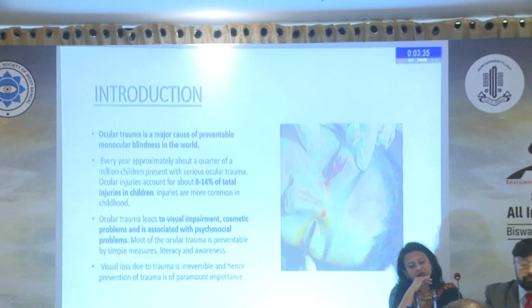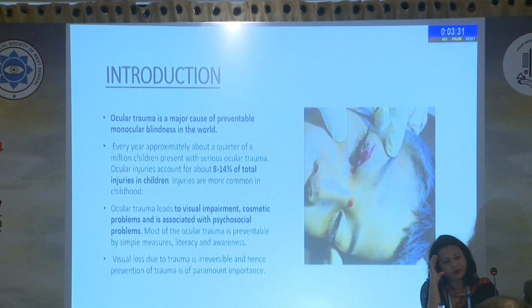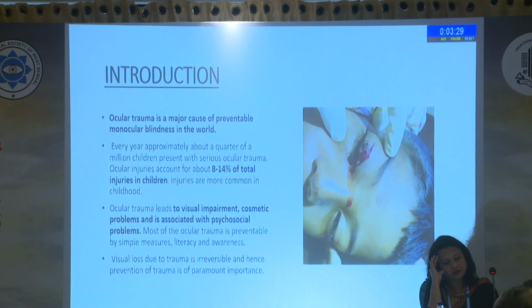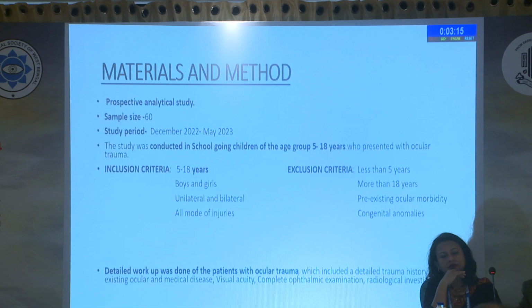Most of the ocular trauma is preventable by simple measures, literacy, and awareness. Visual loss due to the trauma is irreversible, and hence prevention of trauma is of paramount importance. Aim of the study was to identify the cause, demographic, and the clinical profile of ocular injuries in school-going children, to evaluate the final visual outcome, and to explore the possibilities of the prevention of the visual loss.